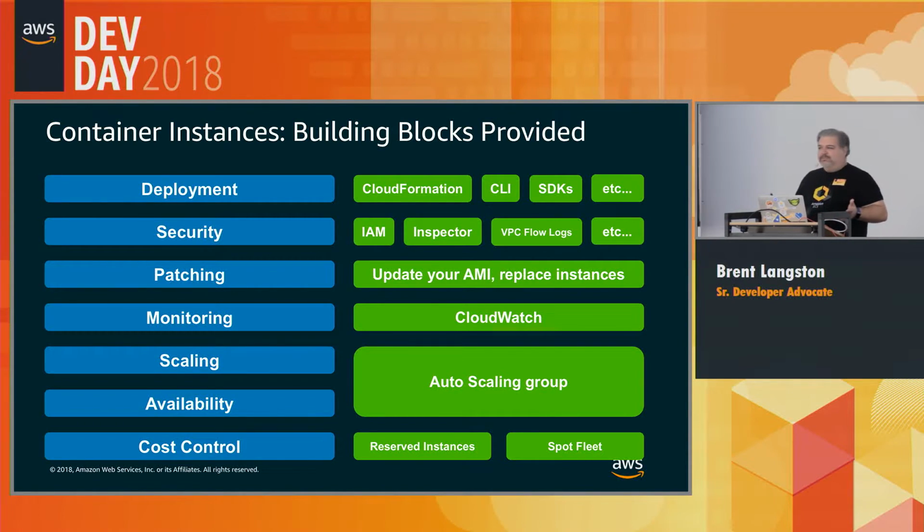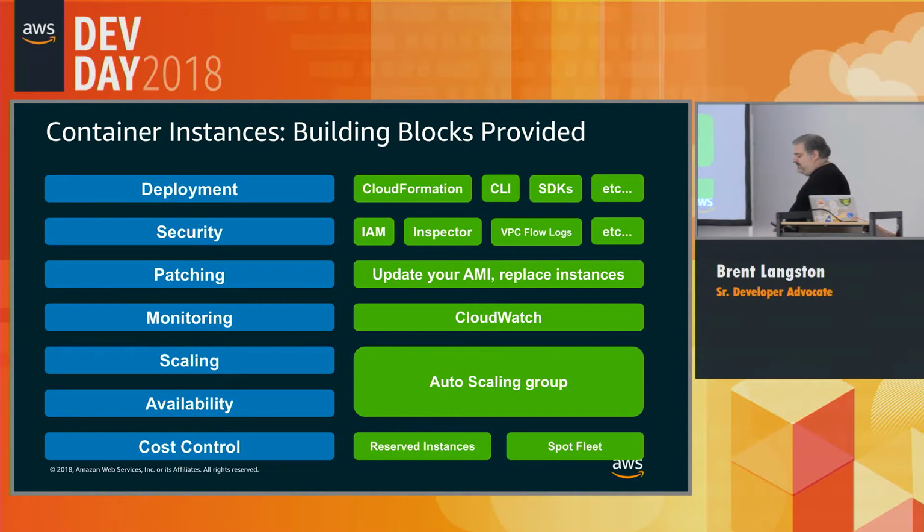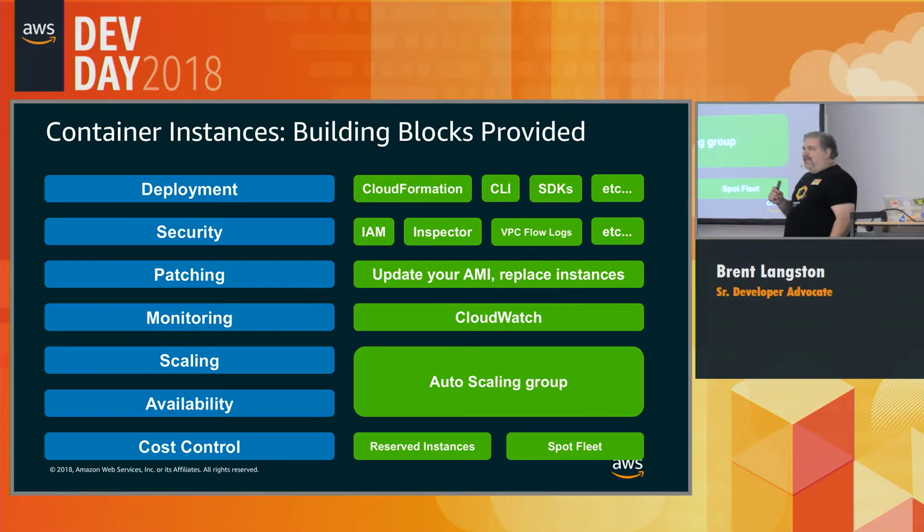For monitoring, we have CloudWatch. CloudWatch is native to the AWS platform. You can monitor all kinds of services with it. So it stands to reason that this is the best case monitoring solution for you. And then scaling, auto-scale groups. Again, it's just like you'd scale EC2 instances. You can scale ECS instances. There is something that is nice when you're using ECS.